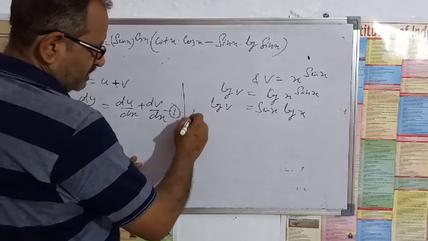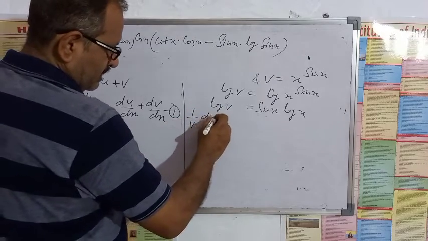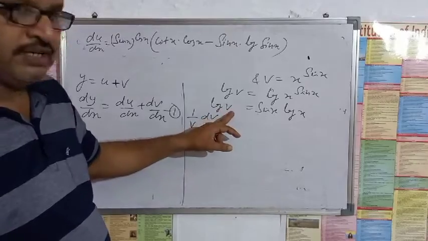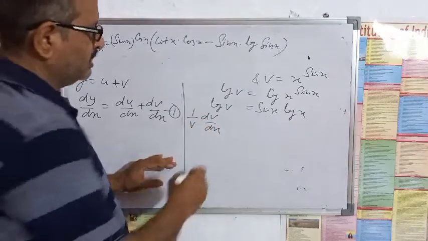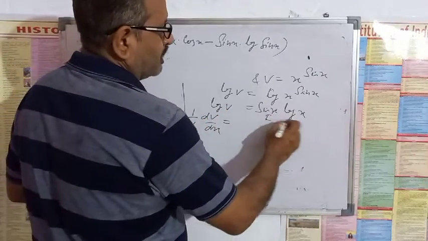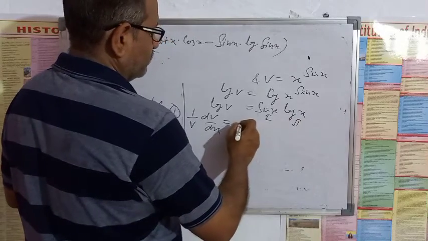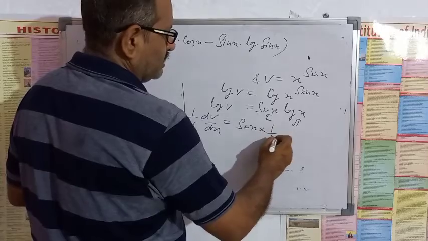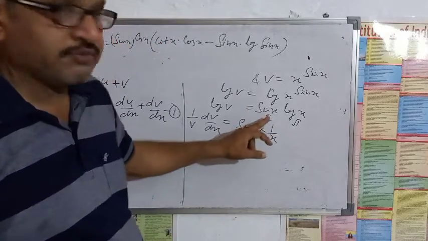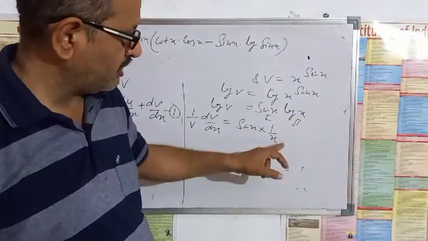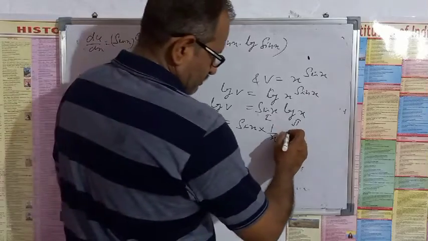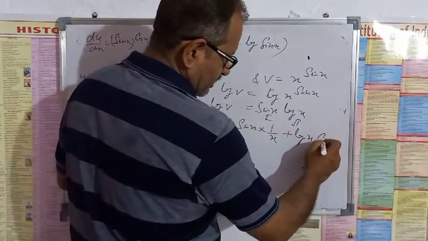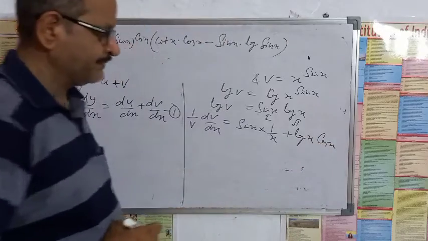So log v differentiation is 1 by v dv by dx. Log v gives 1 upon v, and v's derivative is dv by dx. Here we will apply the product rule: first into derivative of second function. So sin x times derivative of log x, which is 1 by x, plus log x times derivative of sin x, which is cos x.